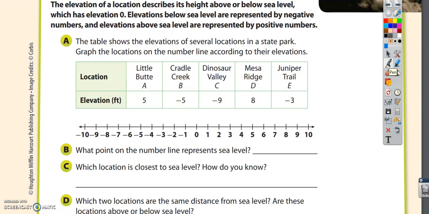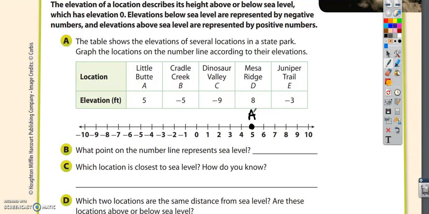So what that means is Little Butte is point A. That's an elevation of 5. And since there's no sign there, that means positive. So I'm going to go to positive 5. I'm going to put a dot, and I'm going to label that as A. If you're ready, you should hit pause and try the rest of these and then come back and check your answers.